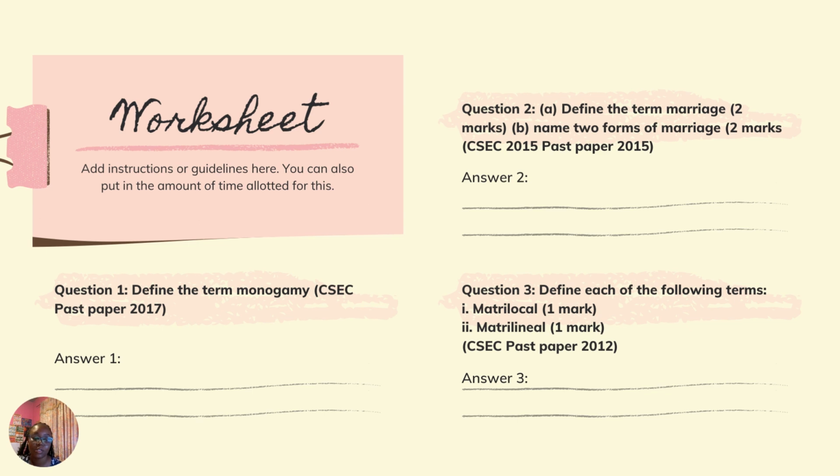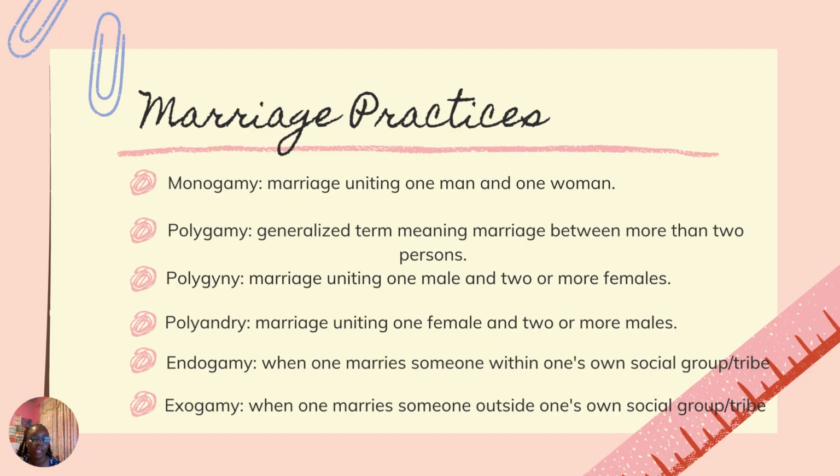After looking at those terms and definitions, we need to put them into practice. Let's look at the CSEC past paper from 2017. The first term they ask to define is monogamy. Remember, mono means one. So monogamy is marriage to one person, a man and a woman getting married. So let's look back at the term to see if our definition is correct. Monogamy is marriage uniting one man and one woman.